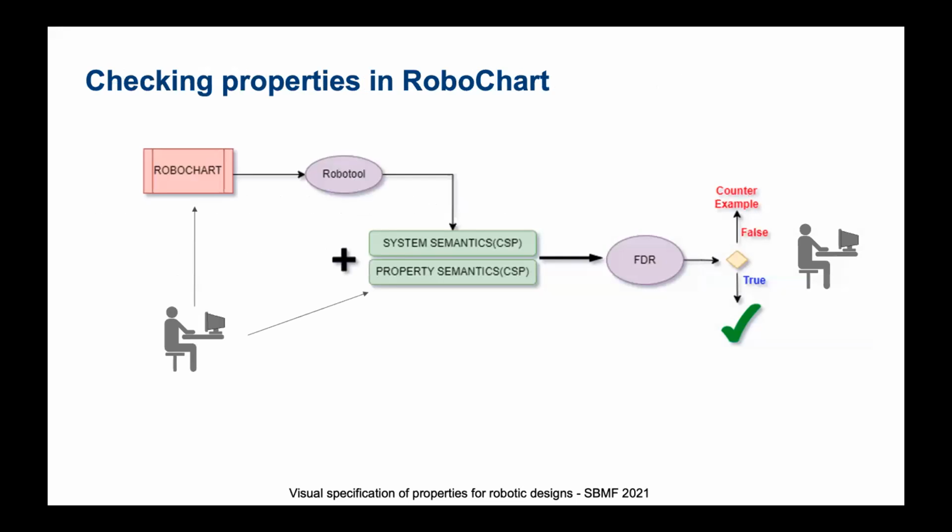And checking properties in RoboChat, the engineer designs the model, the controller, using RoboChat notation. The RoboTool automatically outputs the CSP semantics. And if you want to verify classical properties like deadlock freedom, livelock freedom, determinism, you just press a button, and the FDR refinement checker says if the property holds or not.